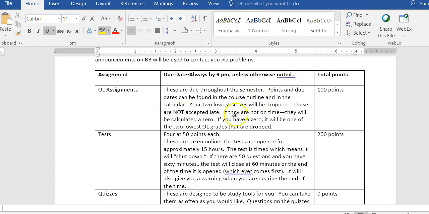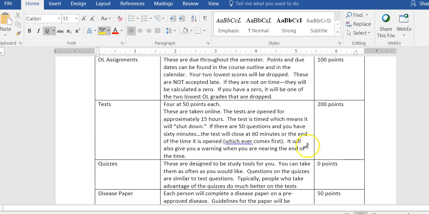But there's online assignments. There are 12, only 10 count. So if you miss one, it just counts as one of your 2 lowest ones that will be exempted. There are 4 tests at 50 points each. They're taken online. They're open for approximately 15 hours, and the test is timed. So if you have 60 minutes, at 60 minutes it will shut down. It comes to 200 points.